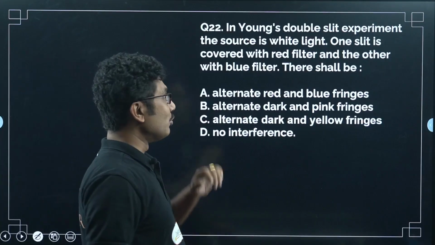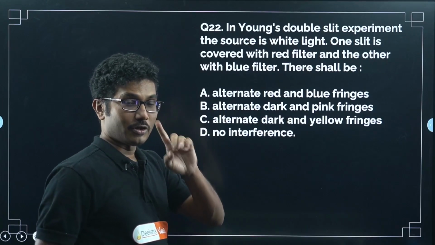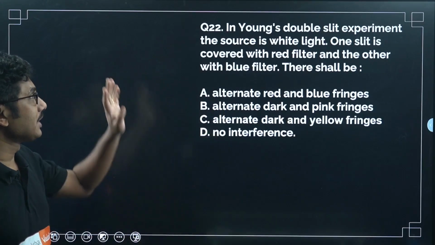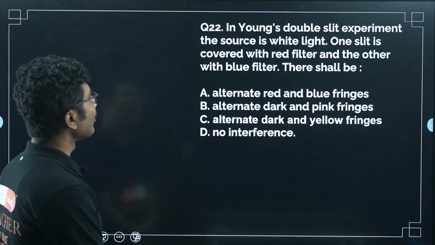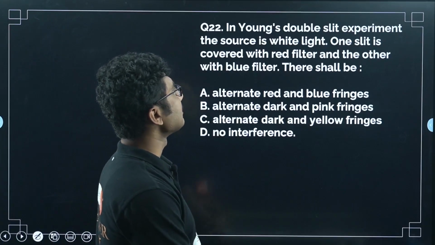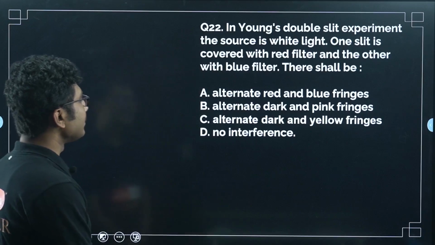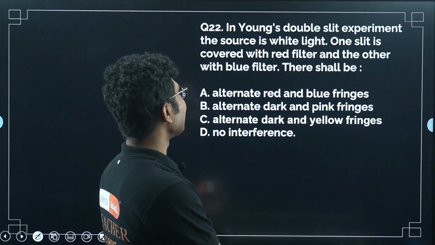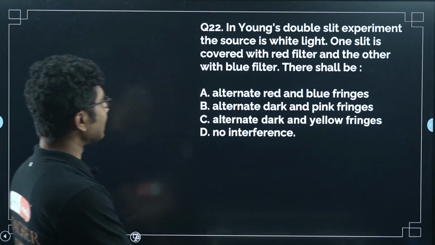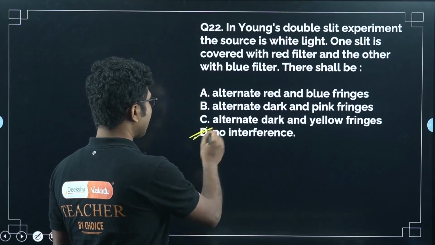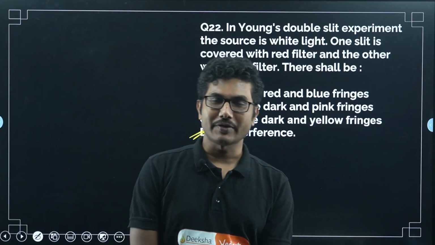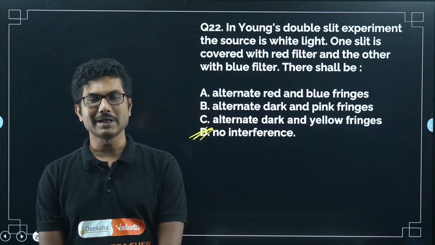Now we are moving on. So far we have only solved one question from wave optics. All the questions from here on are from the wave optics chapter. Let's look into the questions. In Young's double slit experiment, the source is white light. One slit is covered with red filter and the other with blue filter. There shall be no interference, because to observe interference, light should be monochromatic.